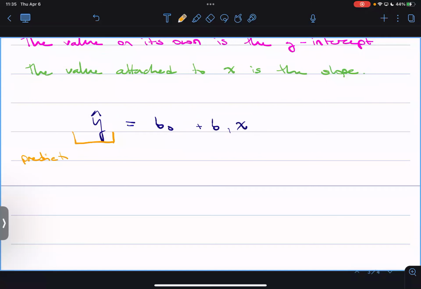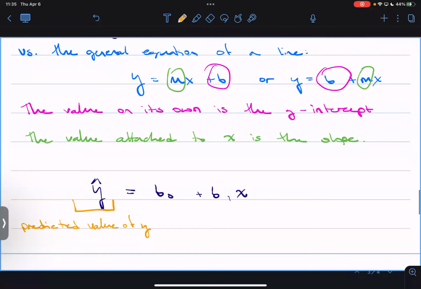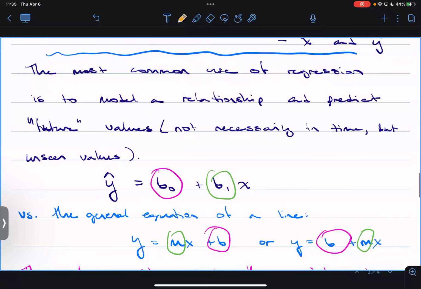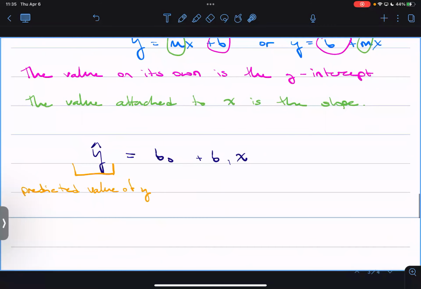So purely by context, you'll know that a y hat is a predicted value of y. Because going back here, the most common use of regression is to model a relationship and predict future values. So I'm trying to predict values of y, and that's why we denote it by y hat, the predicted value of y.